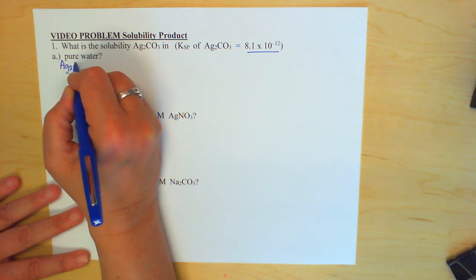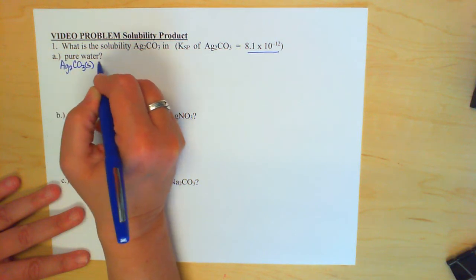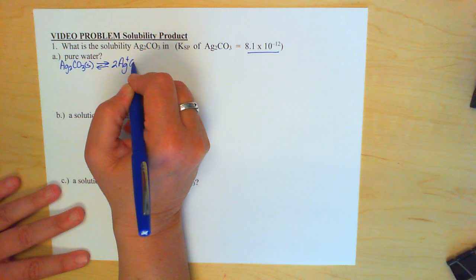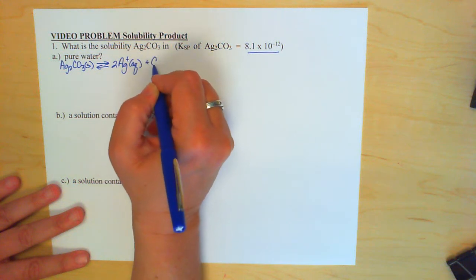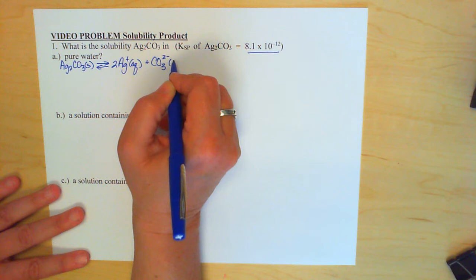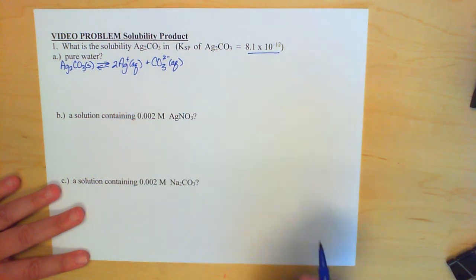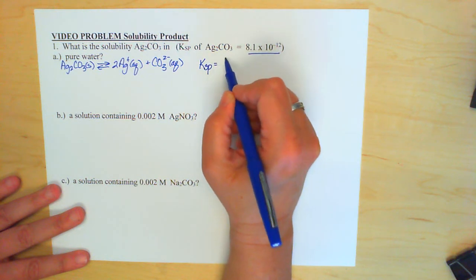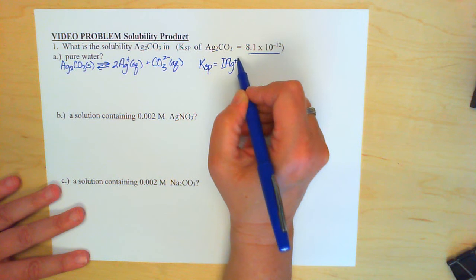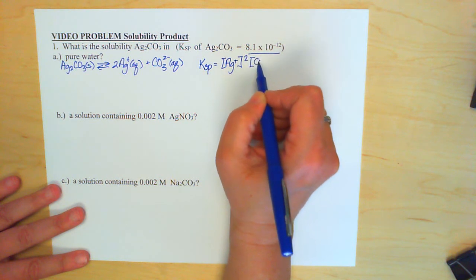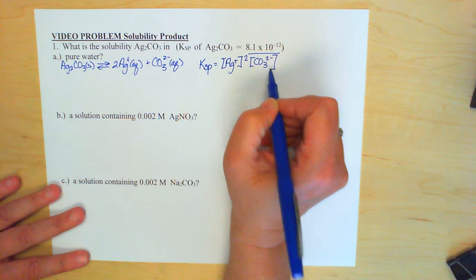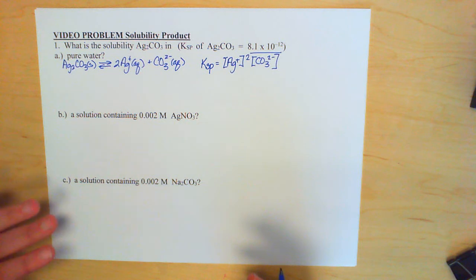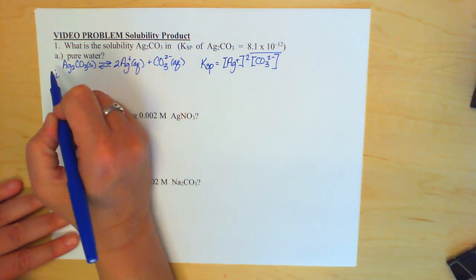So silver carbonate, solid, dissociates to form two silver 1 plus ions plus carbonate ion, both of which are aqueous. Okay, my Ksp value is given, so we'll go ahead and put the Ksp expression. It's going to be silver plus squared times carbonate 2 minus. So there's our expression, and the next one we need to do is the ICE table.